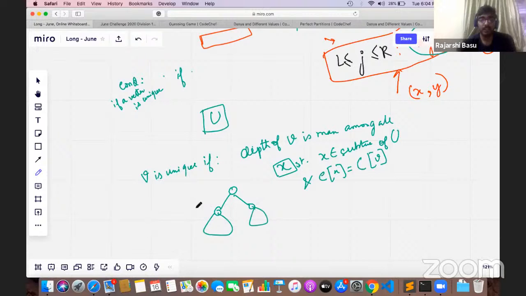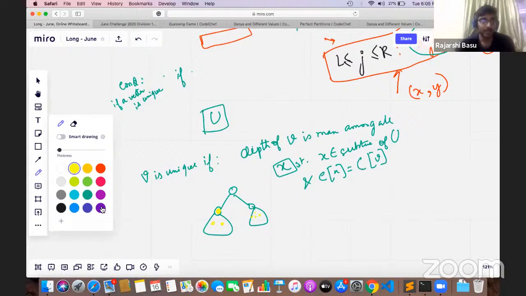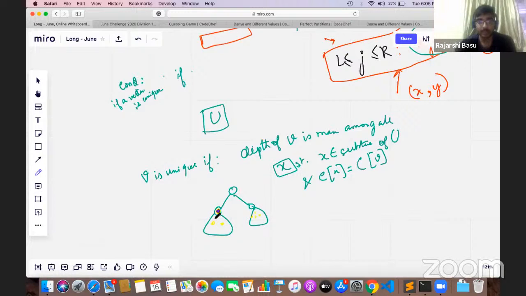Then for every color, let's say you have this yellow color here. Now there might be many occurrences of yellow in your node, in your subtree. Yellow is a bad color to choose from. Let me choose that. So let's say this is the purple color. There might be many occurrences of purple in your subtree.